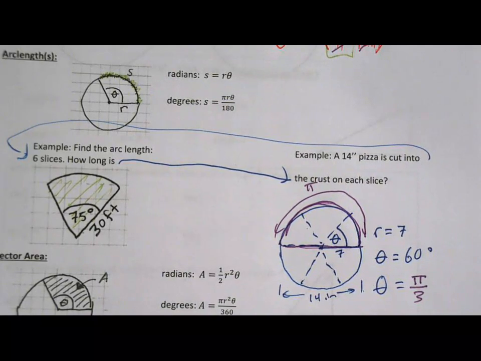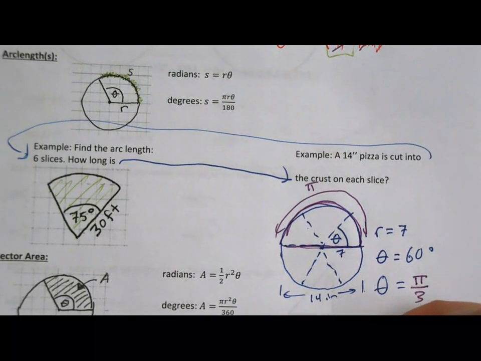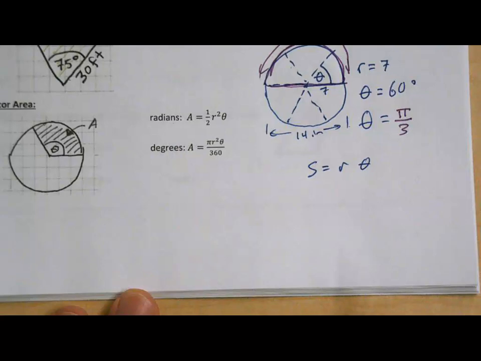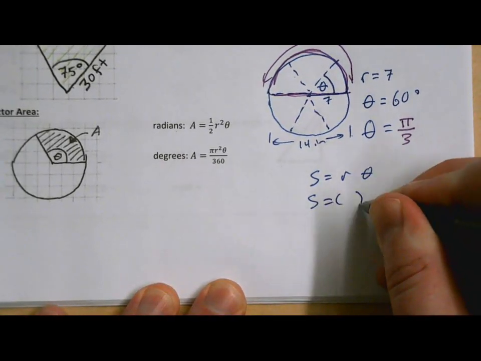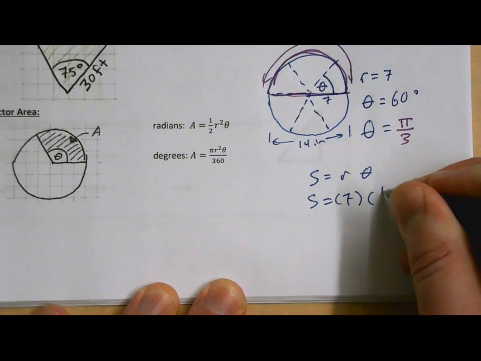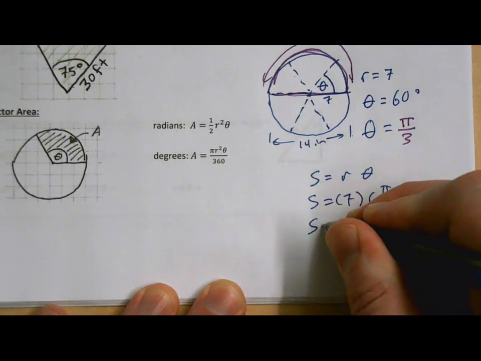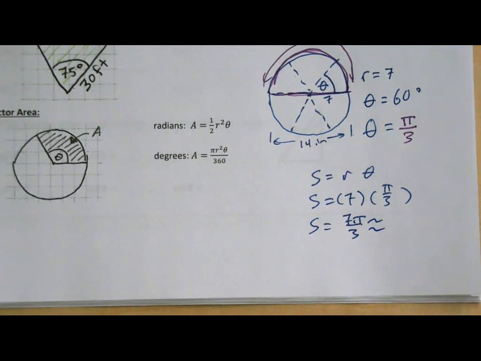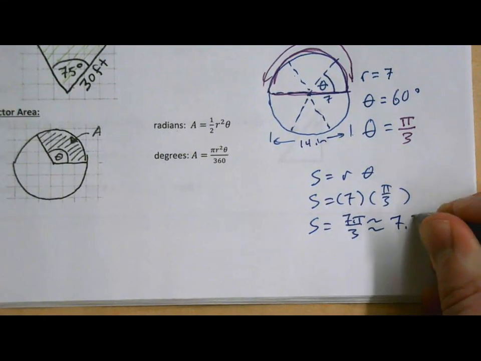And then we can just plug that into our formula. So if I wanted to find the arc length of this thing, I would go S equals R theta. I'm using R theta because it's simpler. So S equals R times theta. R was 7. Theta is pi over 3. If I wanted an exact value, it would be 7 pi over 3. This is a word problem, though, so we probably want a decimal. So I'm going to type in 7 pi divided by 3 in my calculator. It comes out to about 7.3 inches.